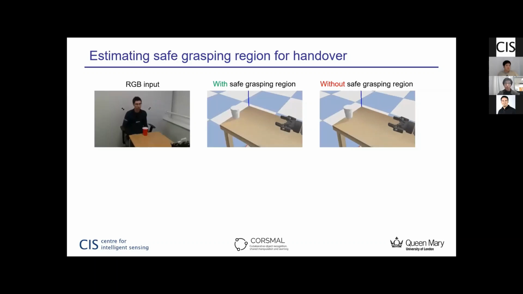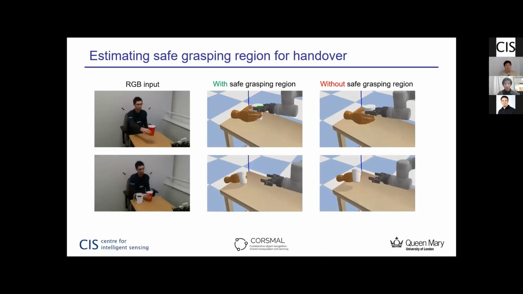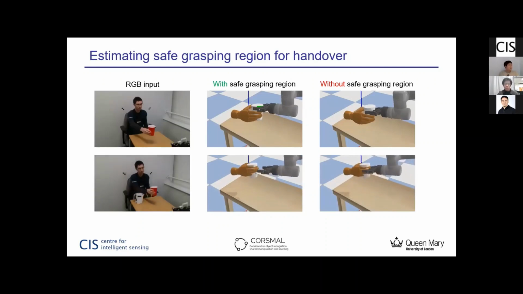So here we showcase some example results of the simulated handover. With our safe grasping region estimation, the robot grasps the unoccluded region on the container successfully for the handover. Without safe grasping, the robot will pinch the human hand while trying to grasp the object at its centroid. And if there is not enough area on the container to be grasped, the robot will stay at a distance to avoid harming the human.